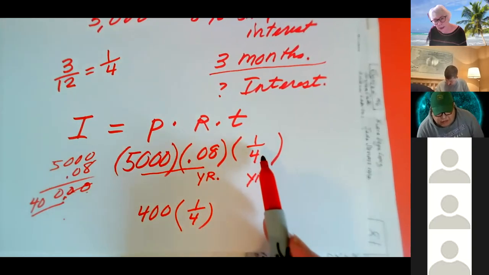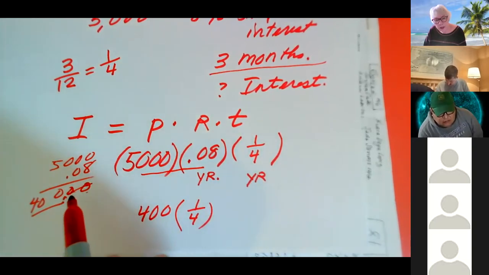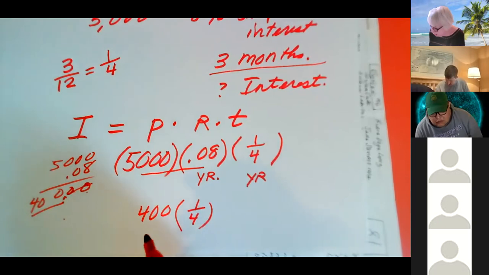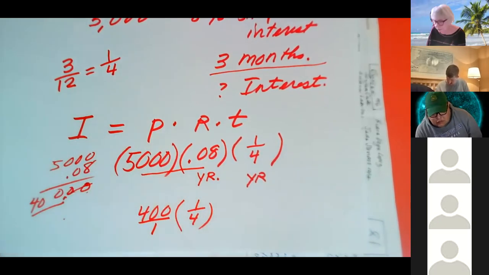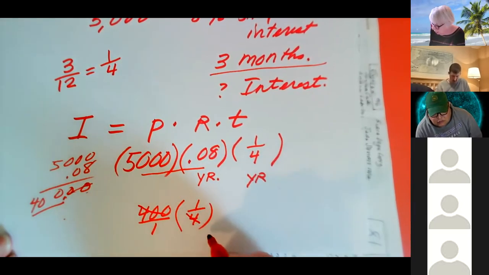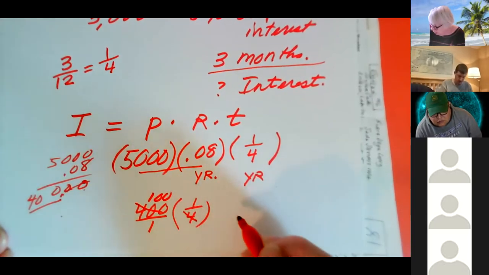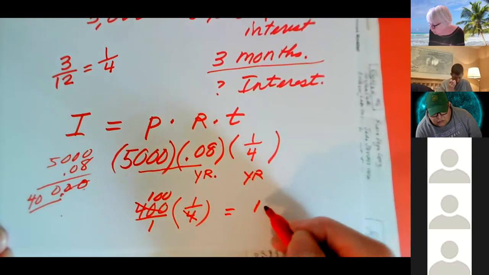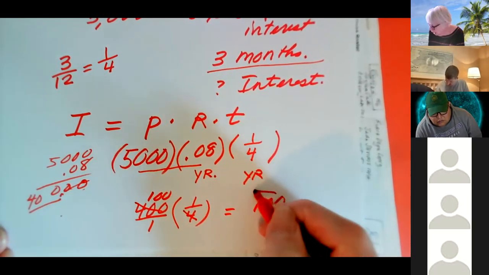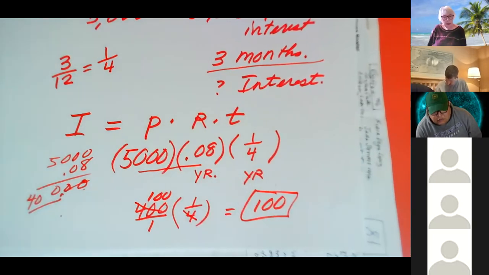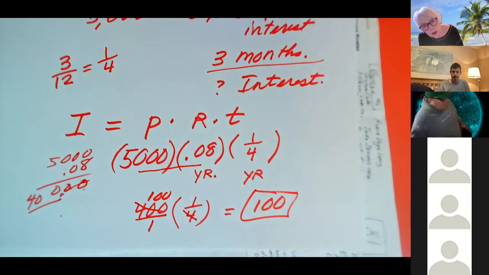And then the ones after the decimal point, and then multiplied that by 1/4. I would cancel this. 4 into 400 is 100. So 100 times 1 is 100. So that is our answer. We earned $100 interest in those 3 months. How do you like it?